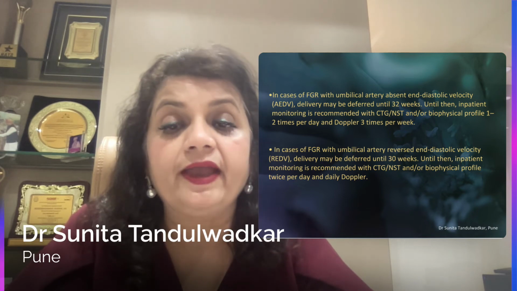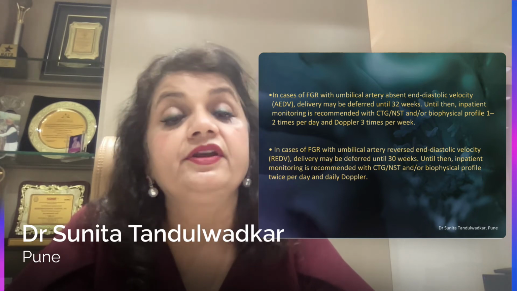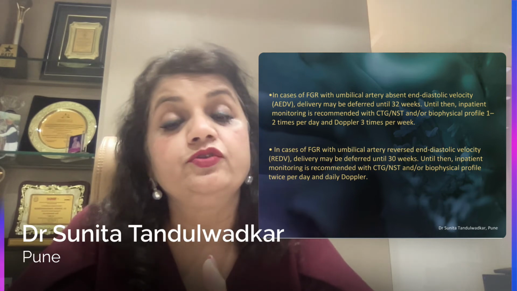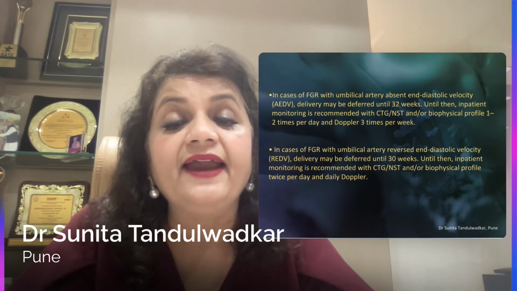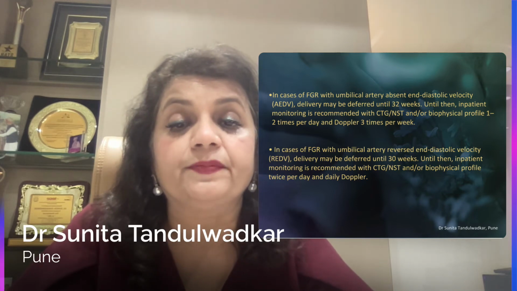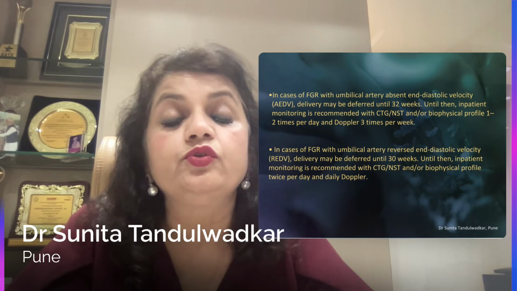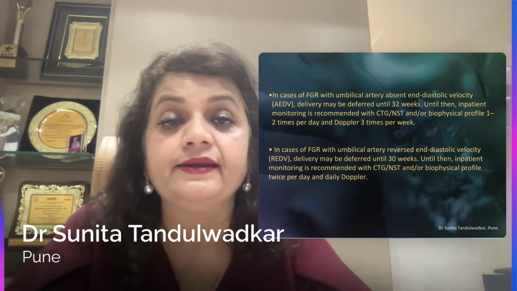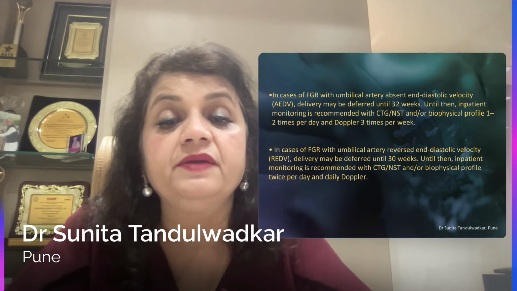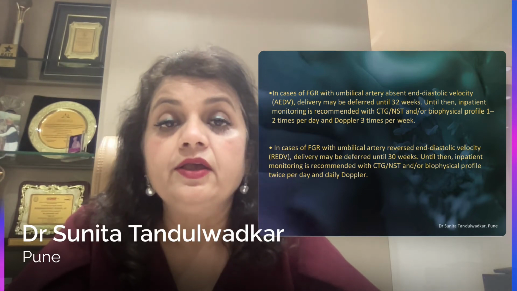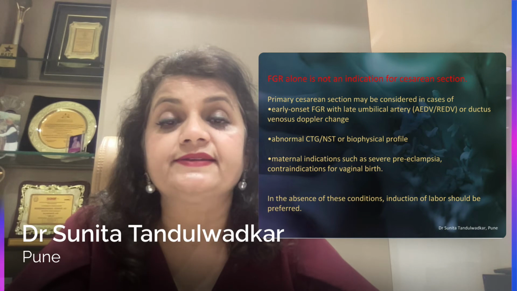And in case of an FGR with umbilical artery reversed end diastolic flow, again you can continue the pregnancy, at least try to make it till 30 weeks of pregnancy, but hospitalize the patient, and here you do the daily Doppler, not alternate day, daily Doppler, and maybe twice a day biophysical profile checking. This is very important to understand.